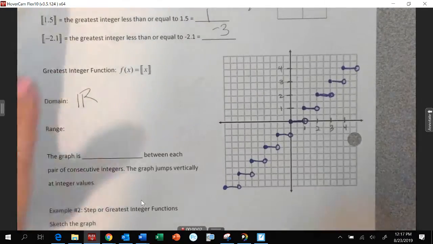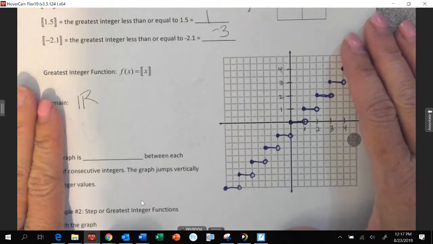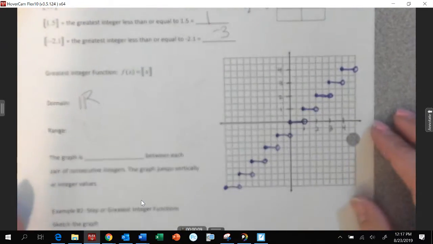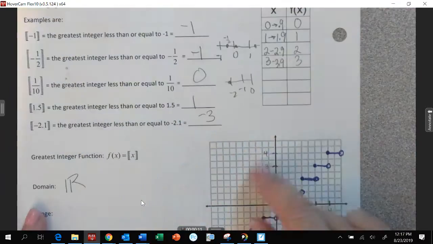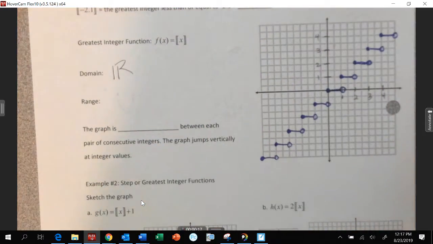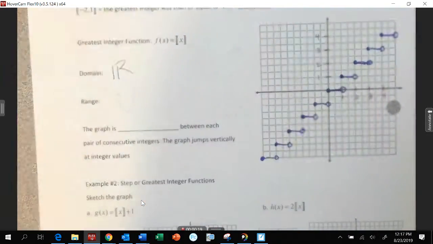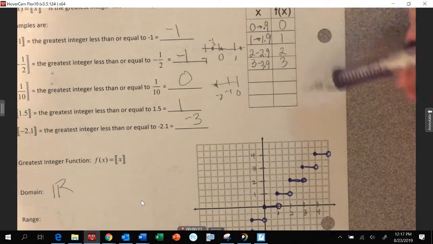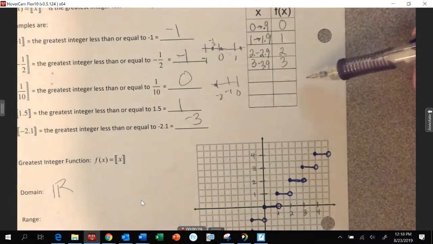Right before lunch, we were graphing the step function, or greatest integer function, where if you put in any number at all, you basically truncate that number and just write the integer. So the domain for that would be you can put in any number at all. The domain is all real numbers. However, the range, when I get out the numbers, the y column in our table, what is my range?